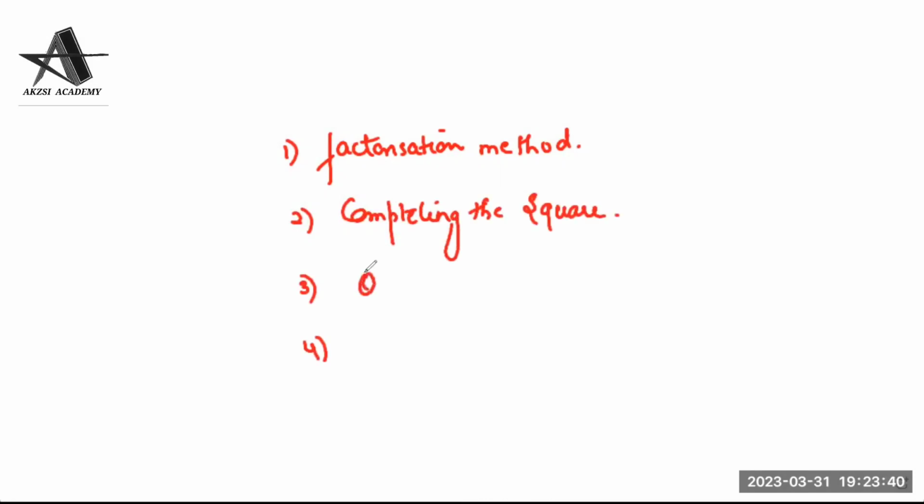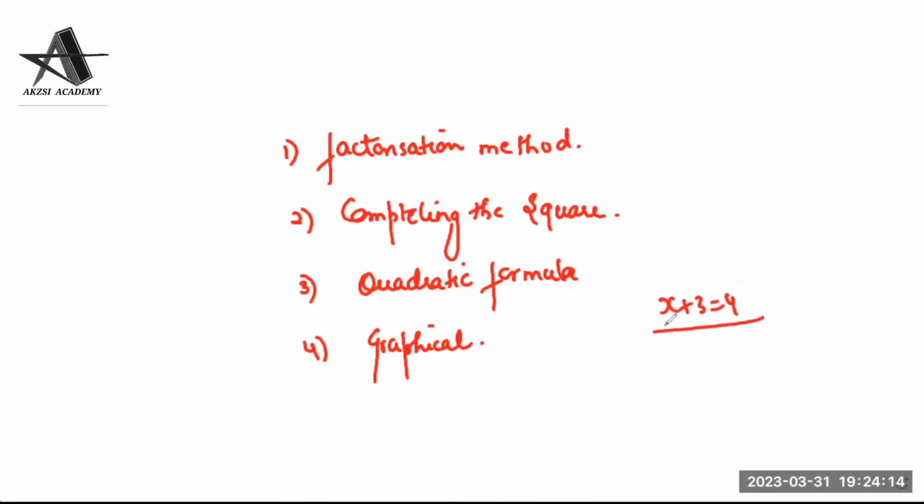Third is the quadratic formula. Fourth is graphical. They are all very important. Quadratic is a topic that is not only specific to quadratic; you will find it incorporated with other topics as well. Suppose I say linear equations, x plus 3 equals 4. This kind of equation I can find at the end of ratio as well, at the end of algebra, finding ages. We can find it anywhere.